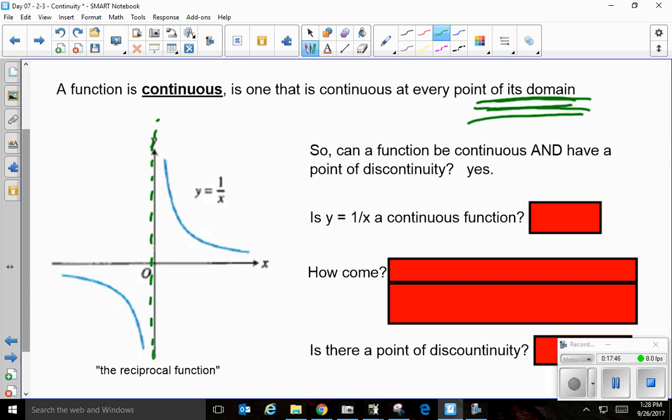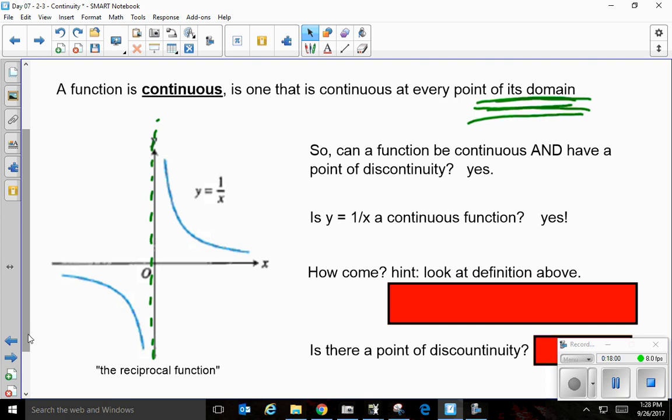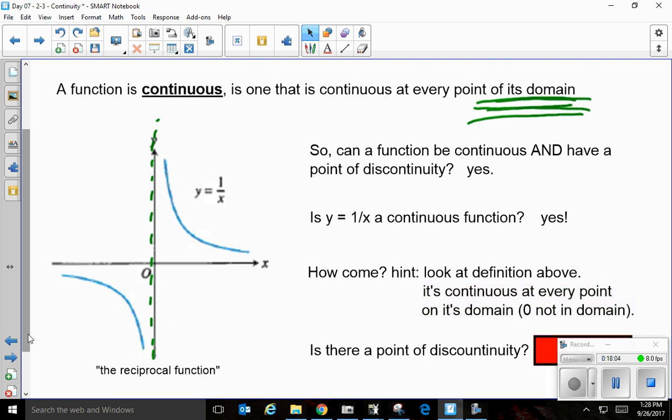So how can that be considered continuous? Let me explain. Is y equals 1 over x a continuous function? It is. How come? Look at the definition above of its domain. It's continuous at every point on its domain. 0 is not in the domain here, is it? 0 isn't in the domain, right? Because I would make that undefined. So 0 is that line going up and down. But everywhere else, every positive number, negative number, even whether it's rational or irrational or whatever, it's continuous. Because 0 is not in its domain, so we don't have to worry about whether it's continuous or not at 0. Does that make sense?